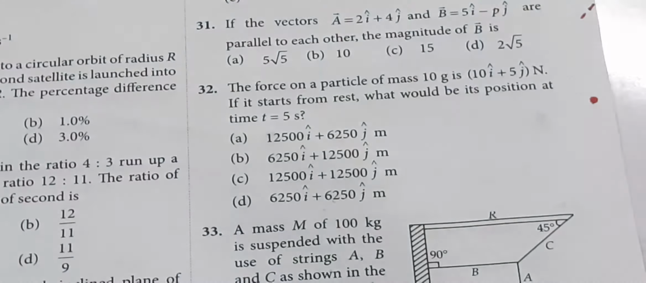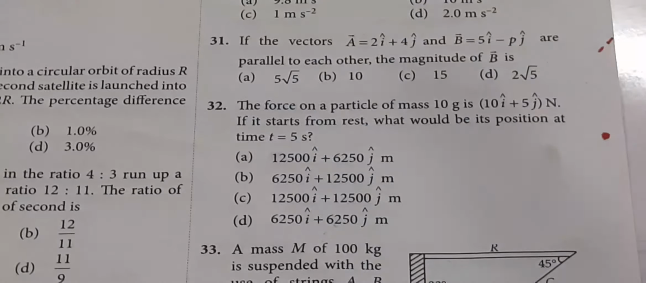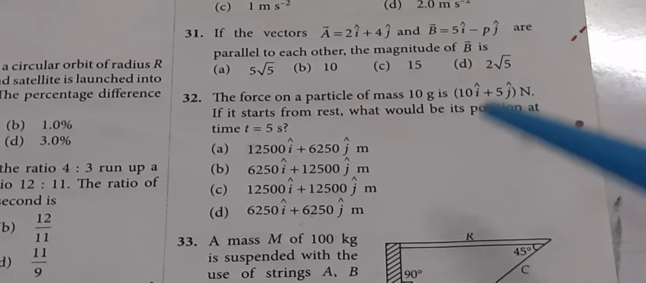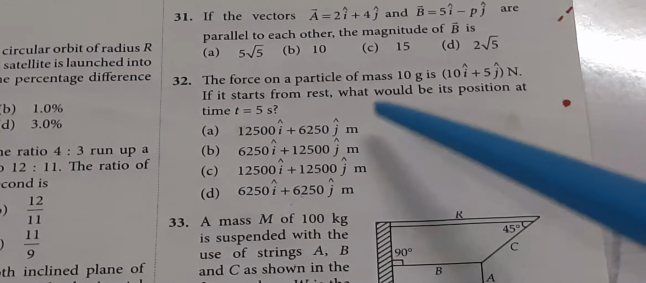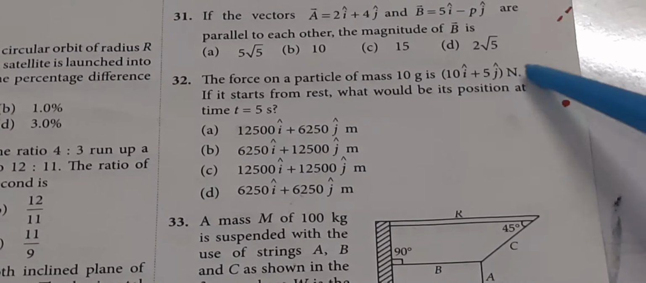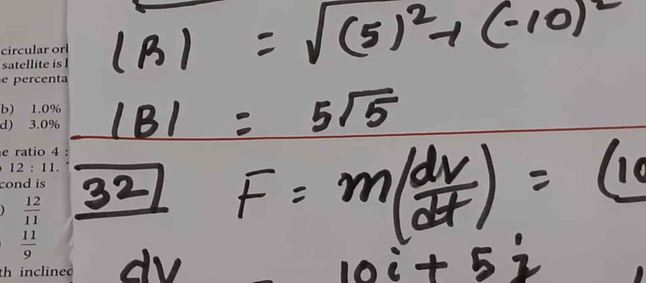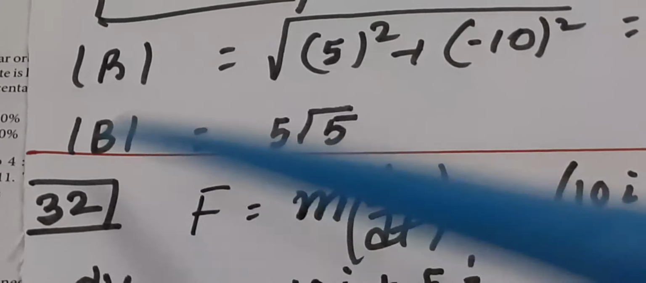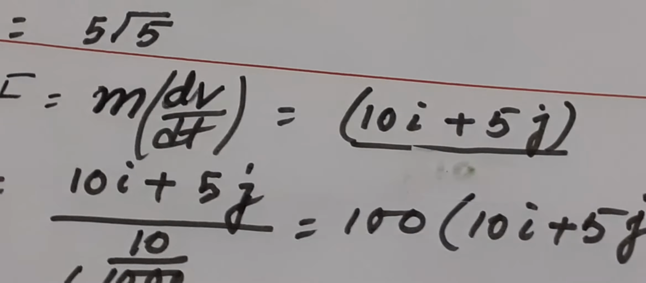Now next job. The force on a particle of mass 10 gram is given here. If it starts from rest, what would be its position at time t equal to 5 seconds? Force is given. That means you know that force is mass into acceleration. Use this equation: force equal to mass into dv by dt. From here mass is given, so we can get this equation.